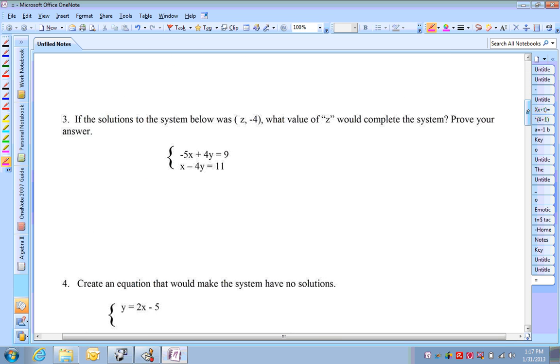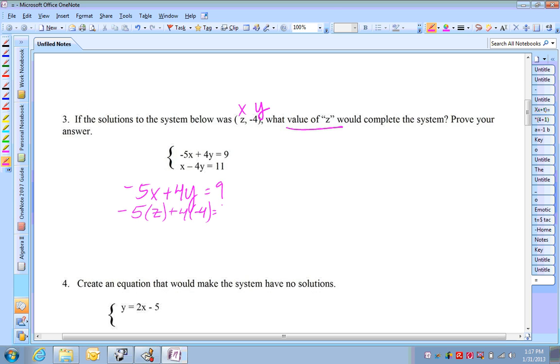Okay, problem 3 says, if the solution of the system below was z, negative 4, what value of z would complete the system? Prove your answer. So we need to figure out what value of z would complete the system. z is really our x value and negative 4 is our y value. So I'm going to write the first equation, negative 5x plus 4y equals 9, and plug in z for x. So negative 5 times z plus 4y equals 9, and what am I replacing y with? Negative 4. My y value is negative 4.